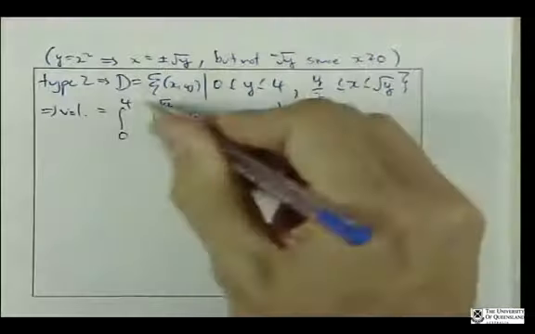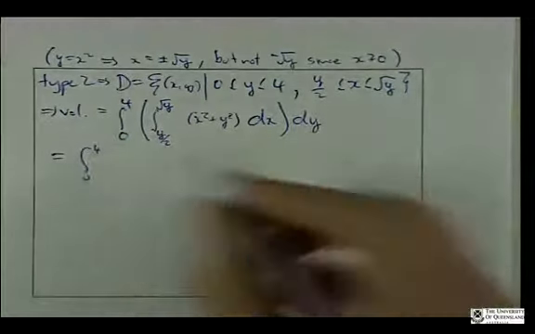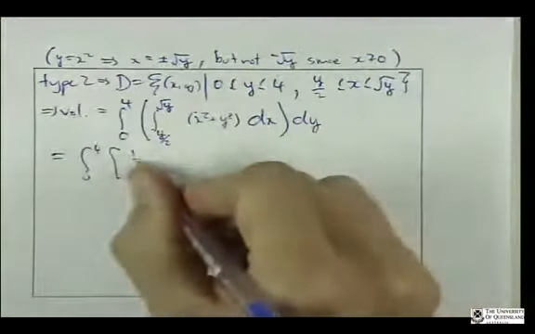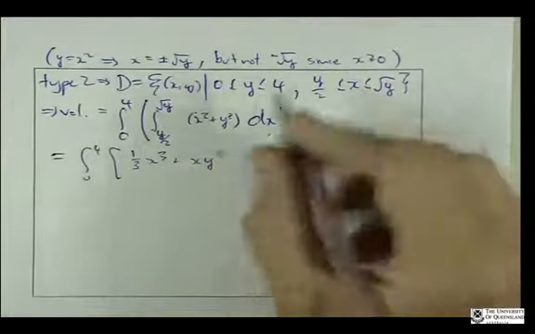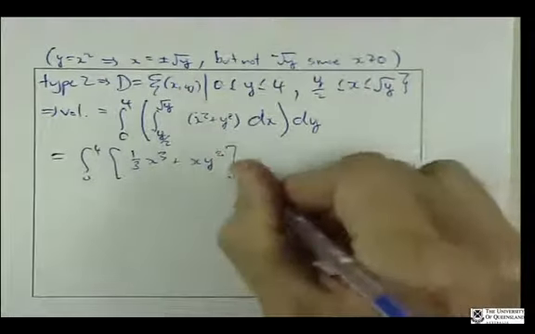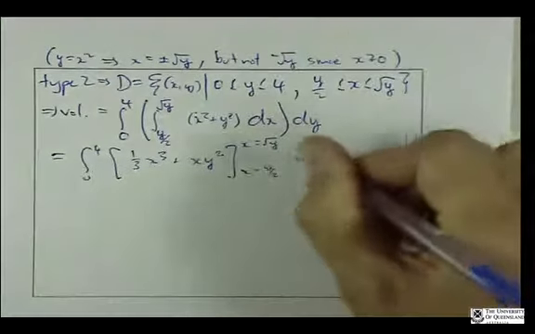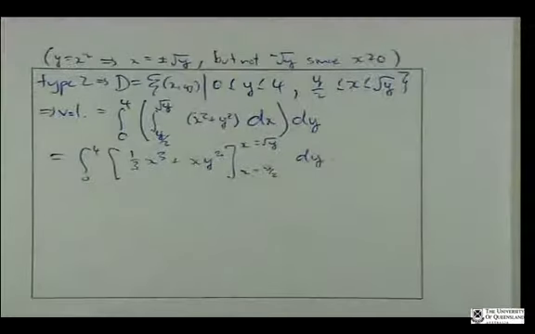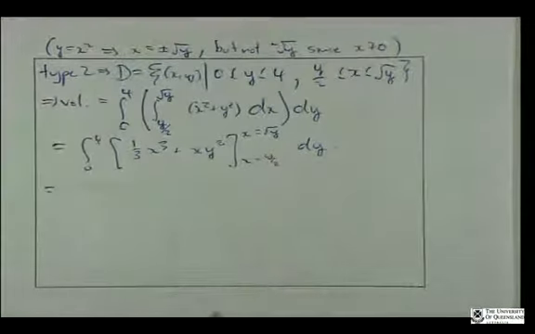Okay, so remember it's an iterated integral. We work from the inside out, so now we first integrate with respect to x. Okay, so that's just going to be 1/3 x cubed plus xy squared, evaluated from x equals y on 2 to x equals square root of y. You can see when I substitute in the upper and lower bounds, I'm just going to be left with a function of y, so it's all making sense so far.